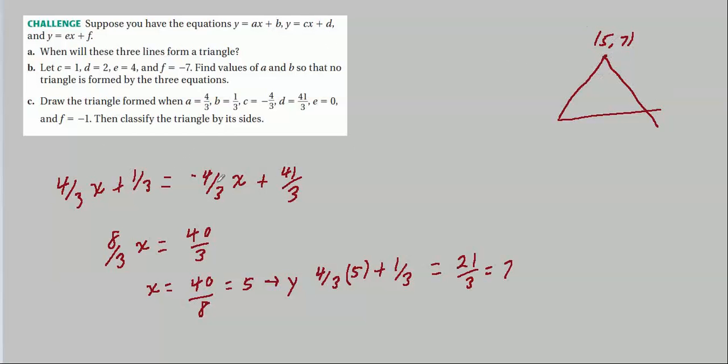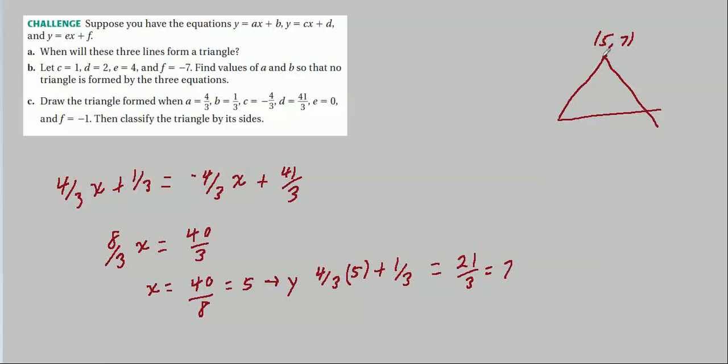Well, we set these two equal, add 4/3 x to each side and get 8 over 3 times x. Subtract 1/3 from each side, and the 8/3 x is equal to 40 over 3. Multiply through by 3 over 8. The 3's will cancel. You'll get 40 over 8, which is 5. We plug 5 back into either one of these equations. I picked this one, no particular reason. 4 times 5 is 20 over 3, plus 1 over 3 is 21 over 3, which reduces to 7. So that's how we got that point right there.